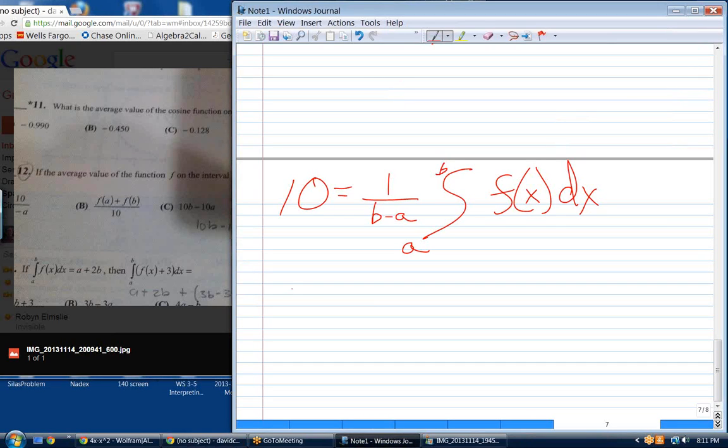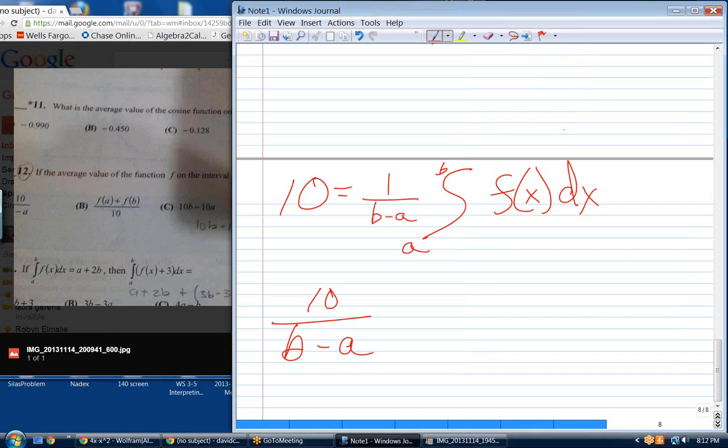So we're looking at 12. Yes. I think I want to do 30. Okay. Can you tell me what A says? The picture didn't pick up A. It is 10 over B minus A. So the average value of the function on that interval is 10. Then I got it. Then what is the integral of that function?